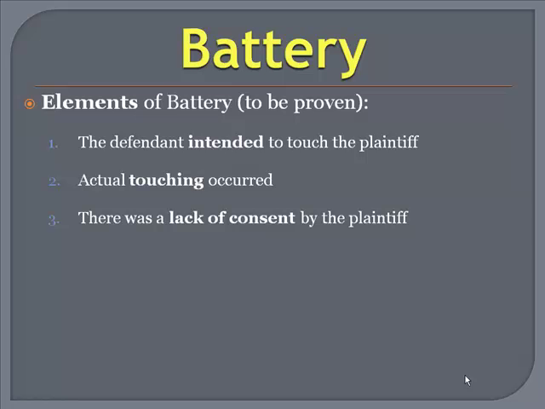The elements which need to be proven are the intent to touch the plaintiff, the actual touching occurred, and a lack of consent by the plaintiff. By the way, that's why it is very hard right now to show evidence of a battery in hockey. It's almost impossible to prove a battery in hockey because now the court ruled that in hockey people agree by the fact that they are playing hockey. So be really careful about the lack of consent by the plaintiff.